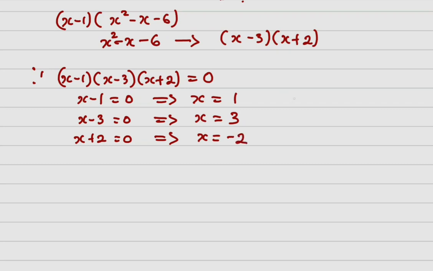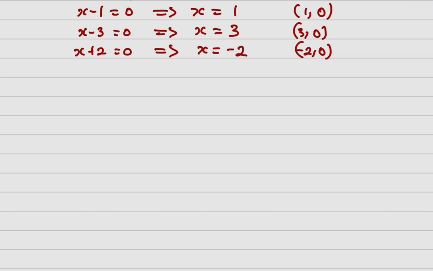So we are going to have it in coordinate form as (1, 0), (3, 0), and (minus 2, 0). So we're done with this part. Now the next part is to find our turning points. Then we'll find our maximum and minimum points.